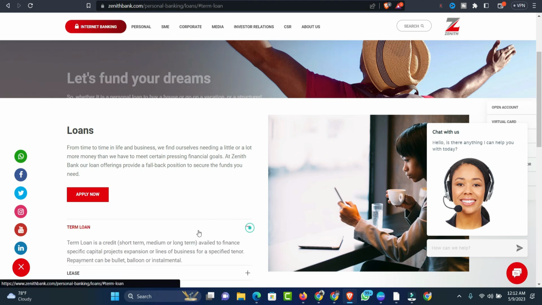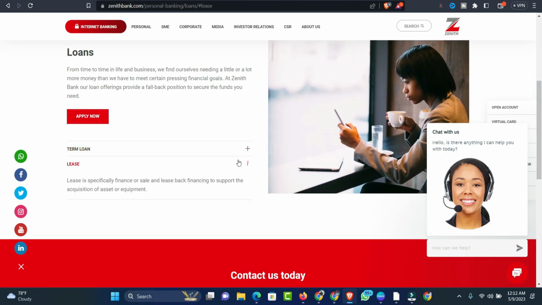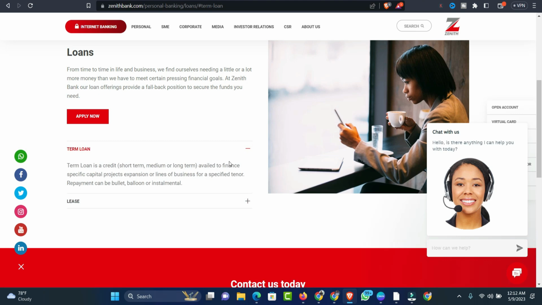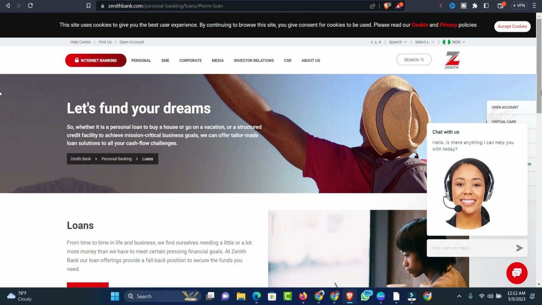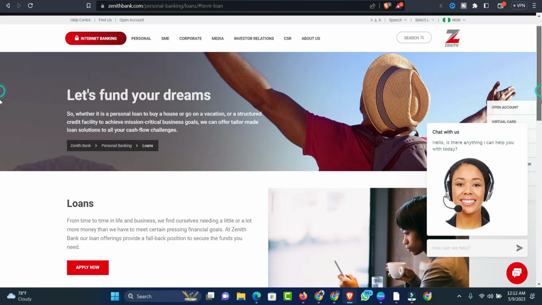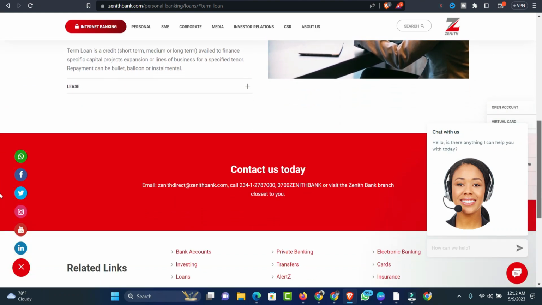Then these are the terms for the loan as well as the lease. So you can check and see what it is all about and how to go about it. And the best part is that you can also chat with Zenith customer support through their website here. So it makes it easier for you if you have any question, aside from calling their direct number or visiting the bank to make some inquiries on what you actually need.